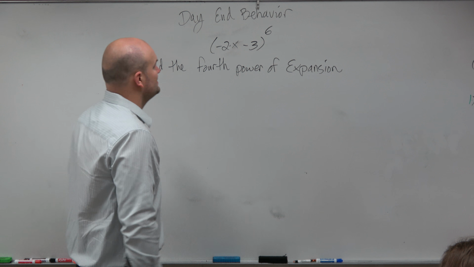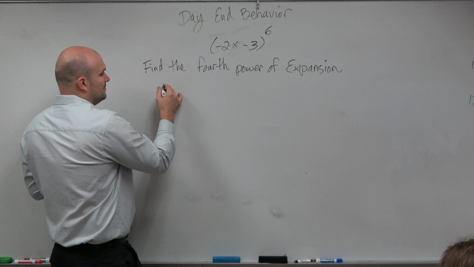All right? So the first term is going to be raised to the 6th power. So that's going to be (negative 2x) raised to the 6th. Notice how I'm using parentheses. That's very, very important in this one. Negative 3 is going to be raised, because technically this could actually look like this: negative 2x plus negative 3 raised to the 6th power, right?